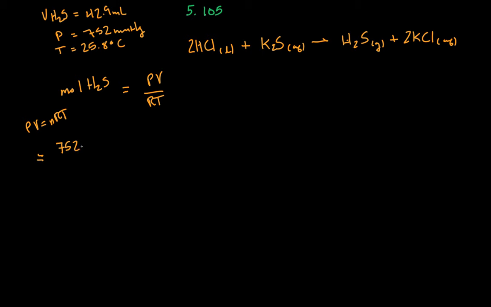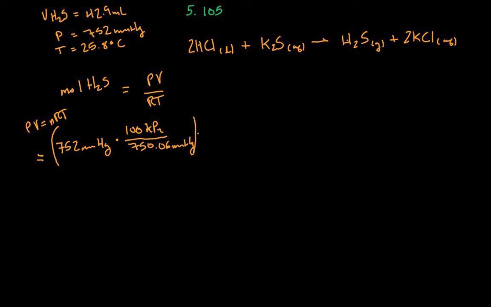We have 752 torr. Millimeters of mercury is the same as torr, and we're going to need this in kilopascals. So that's going to be 100 kilopascals over 750.06 millimeters of mercury. There's the pressure taken care of.